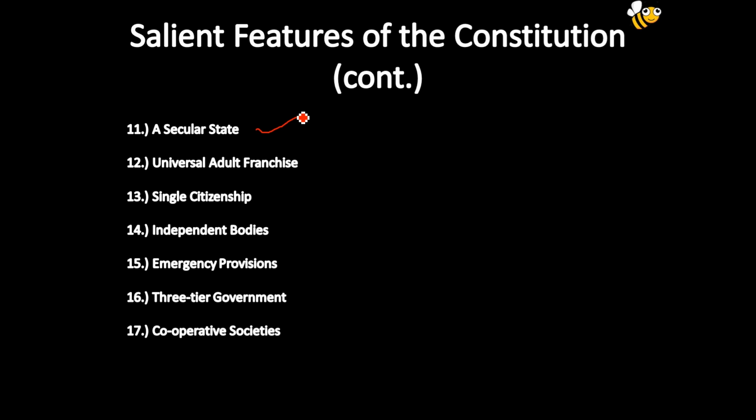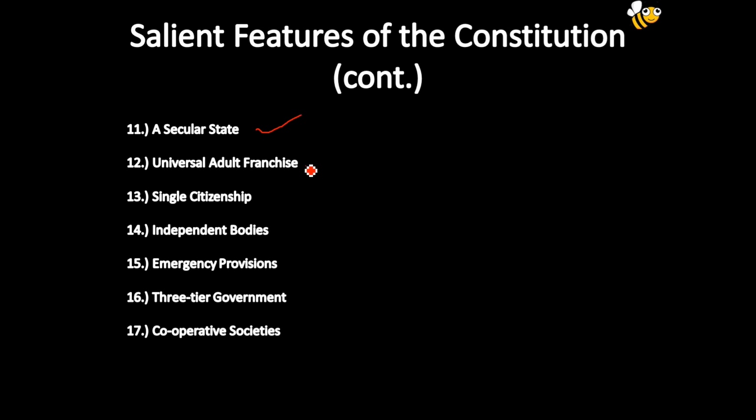We will discuss it later, regarding the secular part, what is secularism and what are the articles of the Constitution which establish the secularism of the country. And the next point is the universal adult franchise.